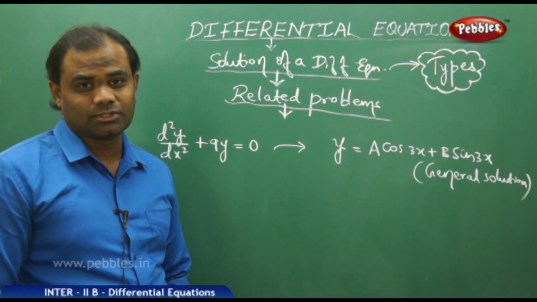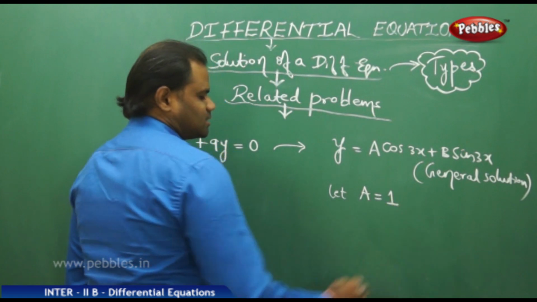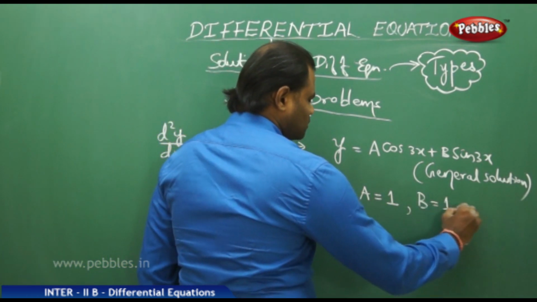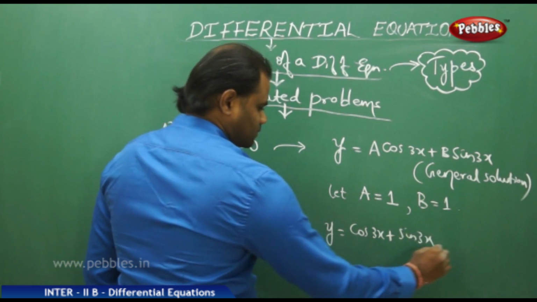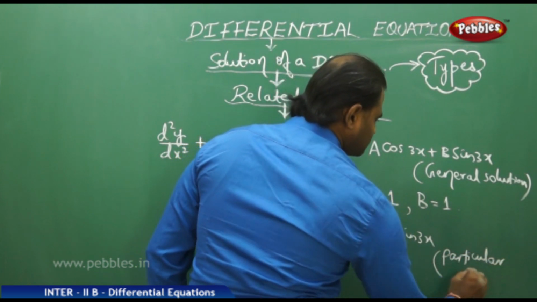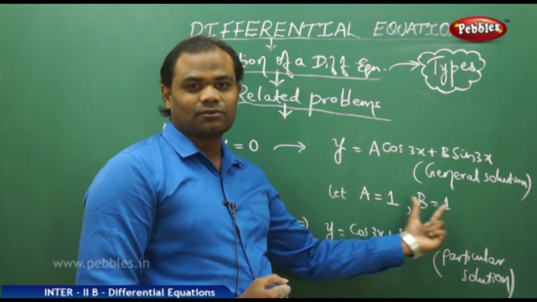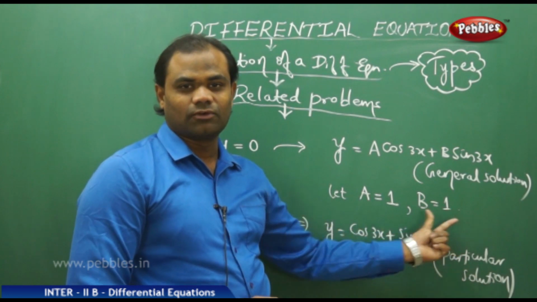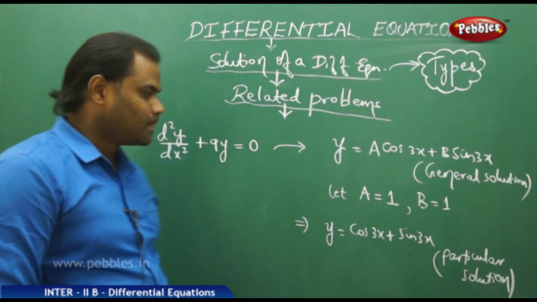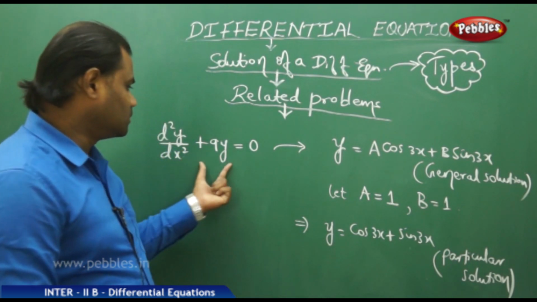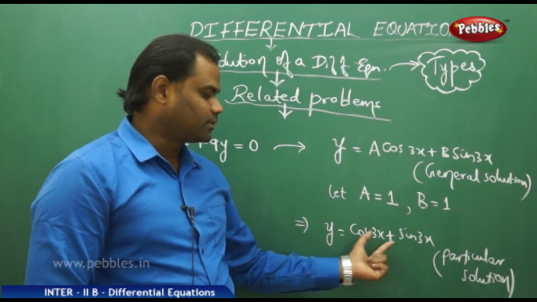Now let's see how a particular solution is obtained. Let the arbitrary constants be fixed as a equal to 1 and b equal to 1. That implies we get y equals cos 3x plus sin 3x, which is called the particular solution of the given differential equation. So for the differential equation d square y by dx square plus 9y equals 0, the general solution is y equals a cos 3x plus b sin 3x, and the particular solution is y equals cos 3x plus sin 3x.